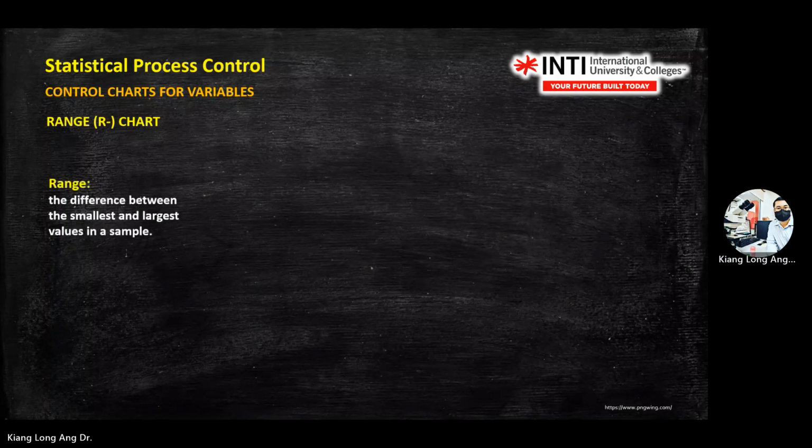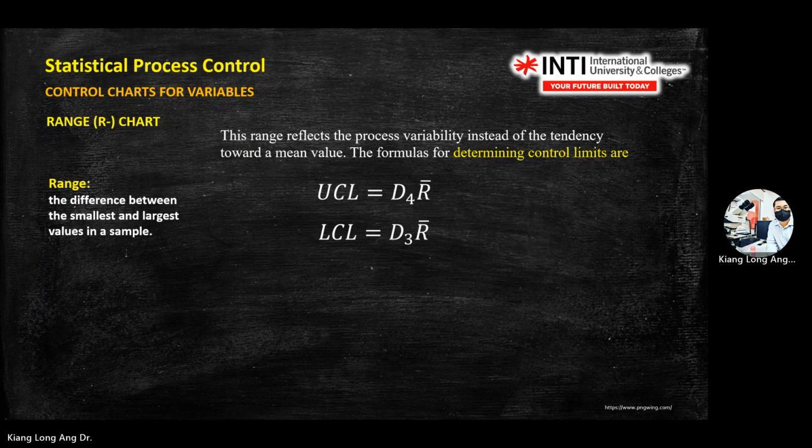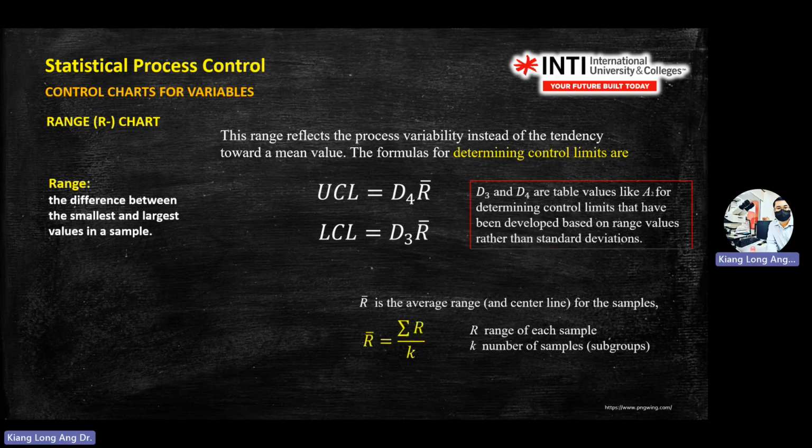Okay. Right. Another type of chart is called R chart or range chart. So this one, the range is the difference between the smallest and largest value. In this case, you straight away use the table. For the URC, you use D4 from the table. For the lower control limit, you use D3 from the table. Okay, the rest of the question you see on the screen here.